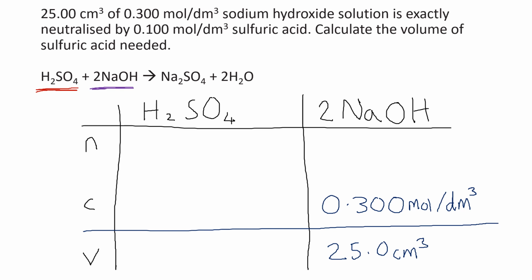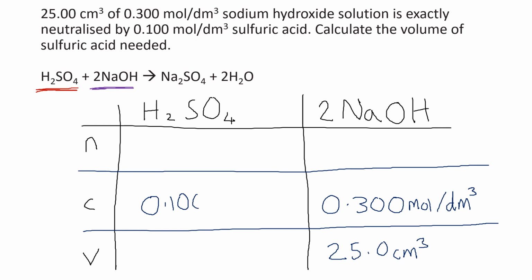Notice that all the data is given to 3 significant figures, therefore our answer is going to come out to 3 significant figures. So you've got 25 centimeters cubed of 0.3 mole per dm cubed sodium hydroxide is exactly neutralized by 0.100 mole per dm cubed sulfuric acid. So in this case, we actually know the concentration of the sulfuric acid. It's 0.100. And the aim is going to be to work out the volume required.